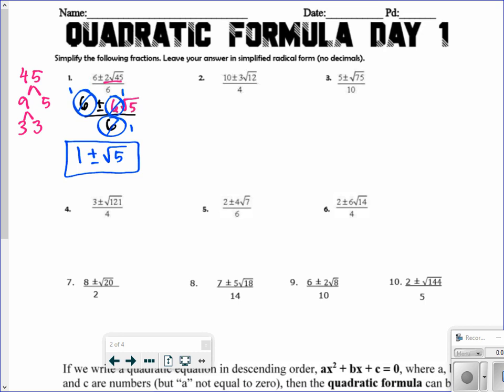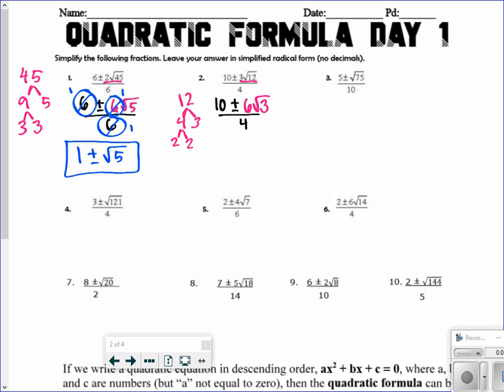Okay, so let's look at number 2. On number 2, the first thing you tackle is the radical portion of that fraction. If you have 12, how could you simplify the square root of 12? That's 4 and 3, and then that's 2 and 2. So what gets to come out of that? 2. There's already a 3 out there. So what's the new radical going to be? 6 square root of 3. It still has the 10 in the front with the plus minus symbol, and then the denominator is still 4.